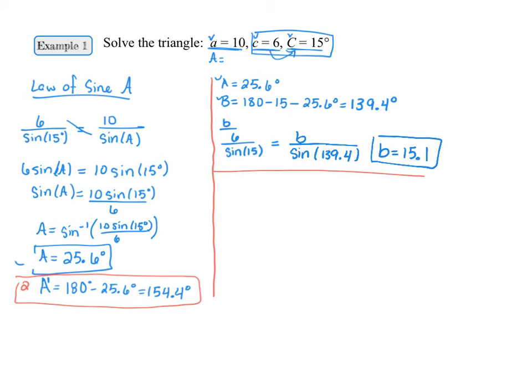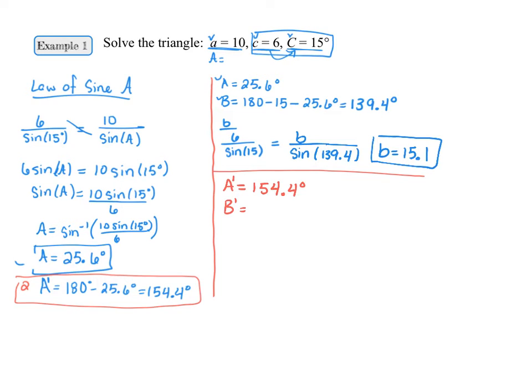But I don't want to forget this other option for angle A. Angle A could have also been 154.4 degrees. If that's true, then angle, and again, we'll call that A prime because this is an alternate answer for A. Well, if I have an alternate angle A, then I'm going to have an alternate angle B.